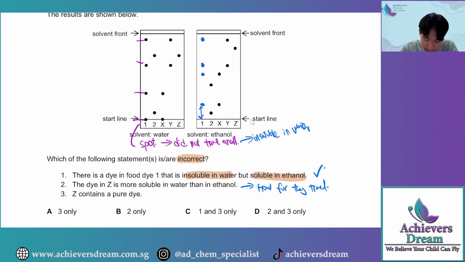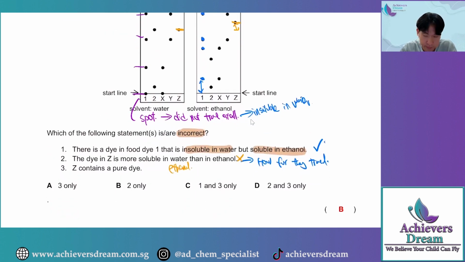Okay, so let's look at dye Z. We can see that for the chromatogram for water compared to the chromatogram for ethanol, dye Z actually travels further in the ethanol chromatogram. Okay, so further would mean that it is more soluble. So the statement that says dye Z is more soluble in water is actually incorrect, as it travels further in ethanol, which means it is more soluble in ethanol instead of water. Okay, so in this case, statement 2 is wrong.